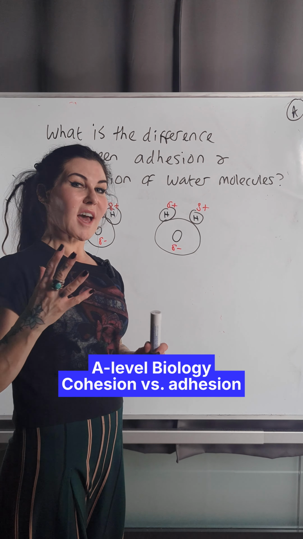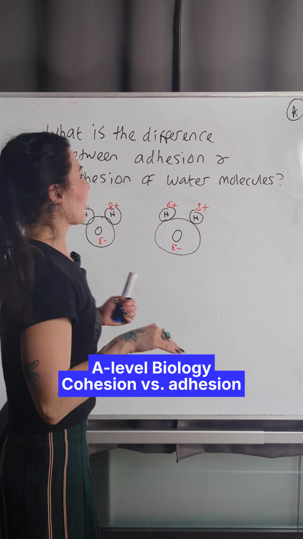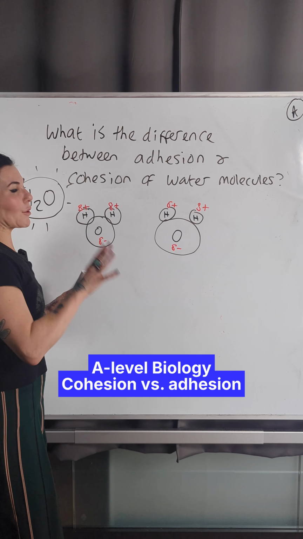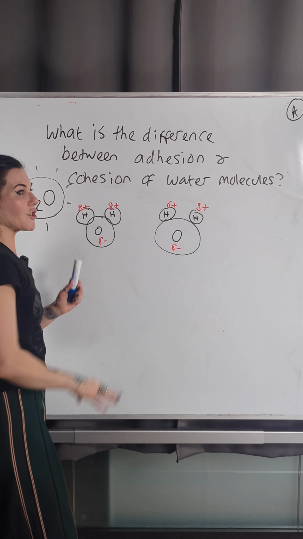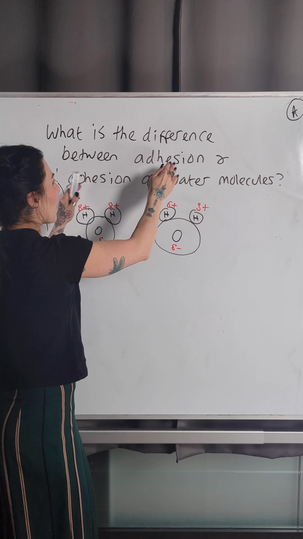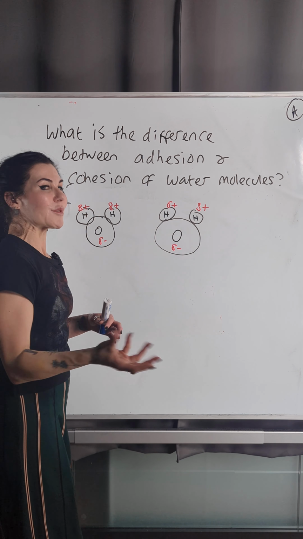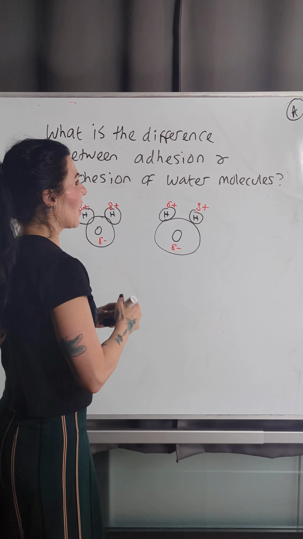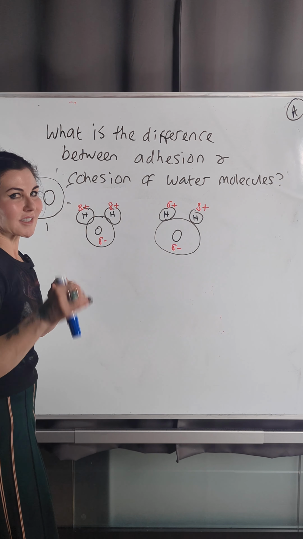Properties of water is an A-level topic that we often brush under the carpet a little bit. It's a little bit dry, but it is very important that you are able to note the difference between adhesion and cohesion of water molecules, because both properties are vital in the transport of water up xylems, for example, using the cohesion tension theory. But we're just going to address what is the difference between cohesion and adhesion.